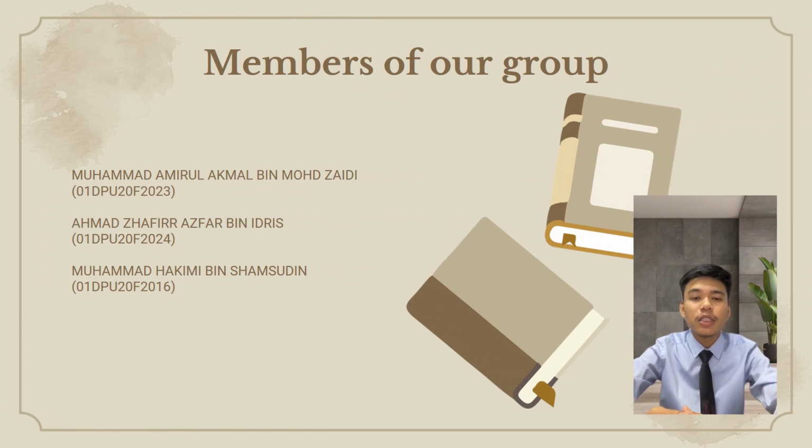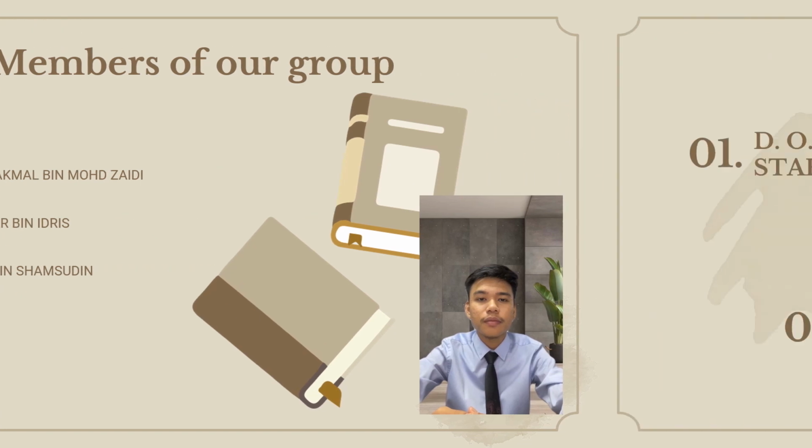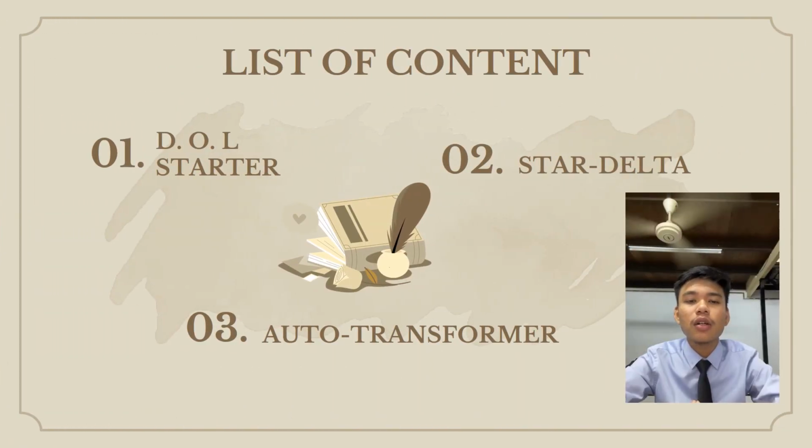For this slide, displaying the names of our group members. This slide shows a list of content. First is DOL starter, the second is star delta, and last is auto transformer.